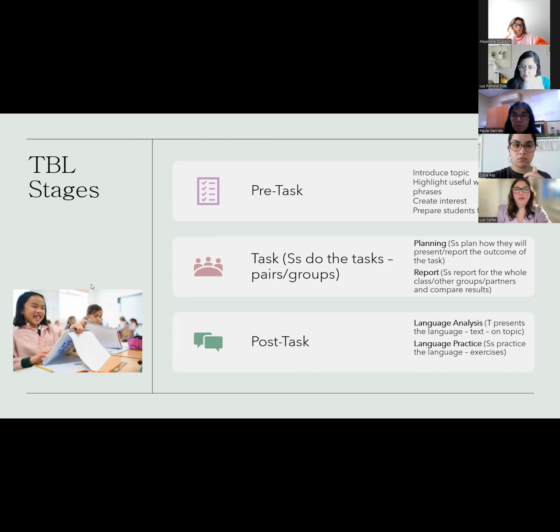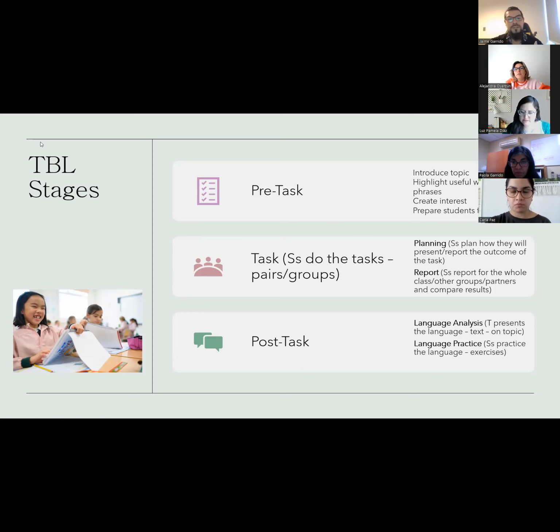And the post-task is where we pay our attention to language after students have performed the task by themselves, with the guidance from the teacher. But they are the main actors. So once that is done, we go into the last stage, post-task. That can have a language analysis. Here, the teacher presents the language in the form of a text that can be a reading text, an oral text, whatever, and it should be based on the topic.